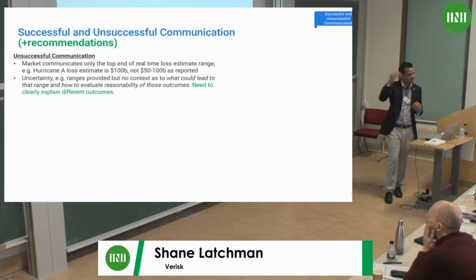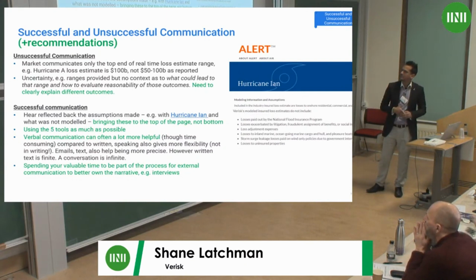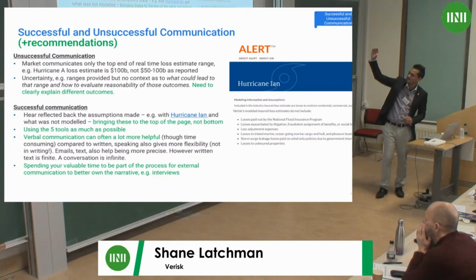helpful. A real example of successful communication, I would say, is Hurricane Ian, which hit the U.S. and caused tens of billions of dollars of damage. A good example of successful communication is that you hear back the assumptions that were made. They'll say, we see your Hurricane Ian losses, but we know that it does not include losses to the National Flood Insurance Program, or whatever. Some of the comments were, it's really good that you do that now. It's quite funny, we've been doing that for 35 years. It's just that that part was at the bottom and now it's at the top. So when they see that, it's in the press release as well.